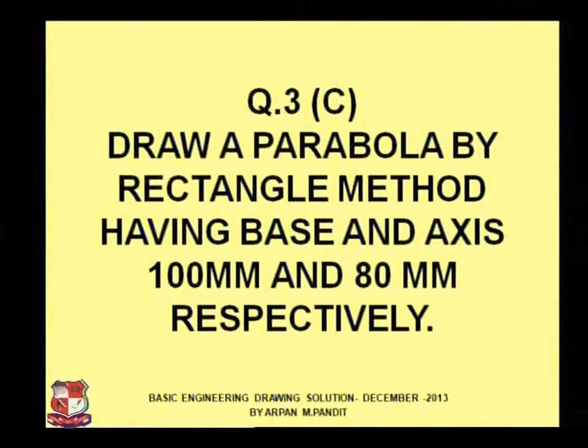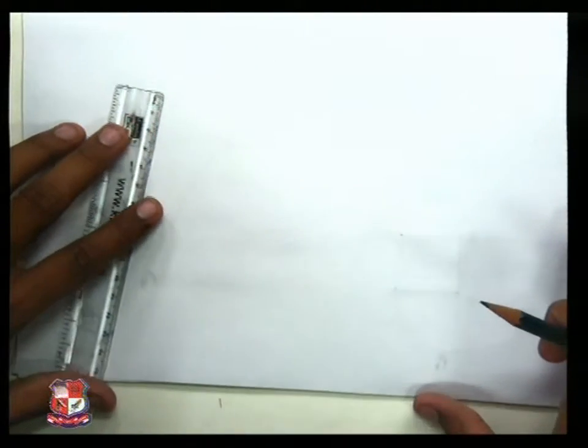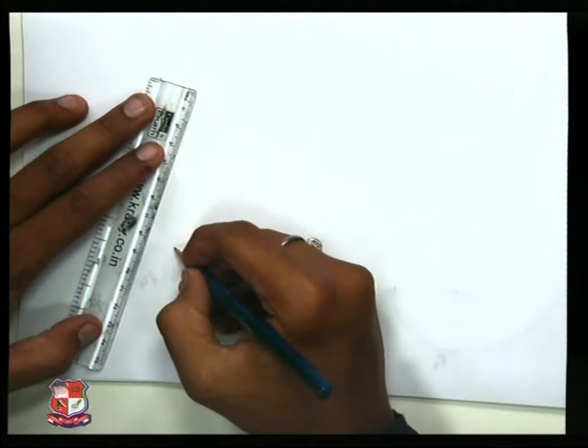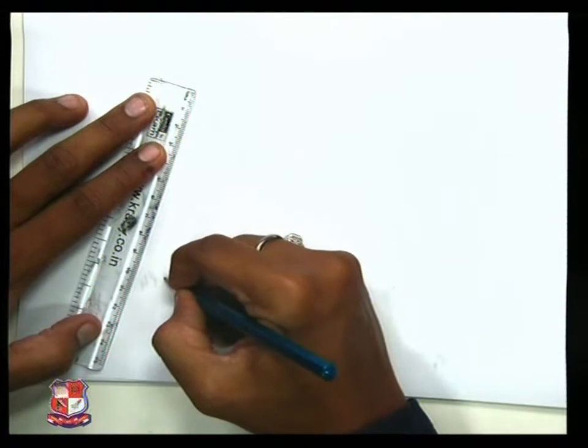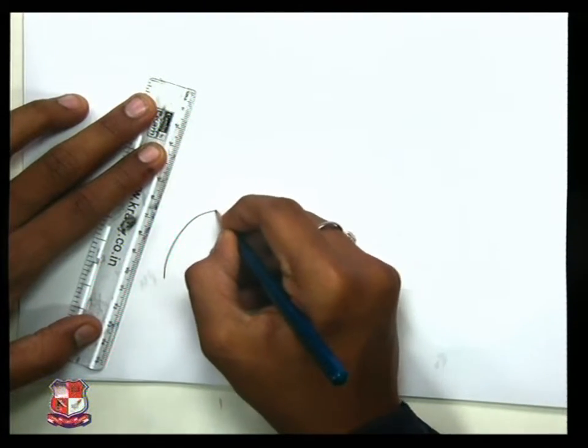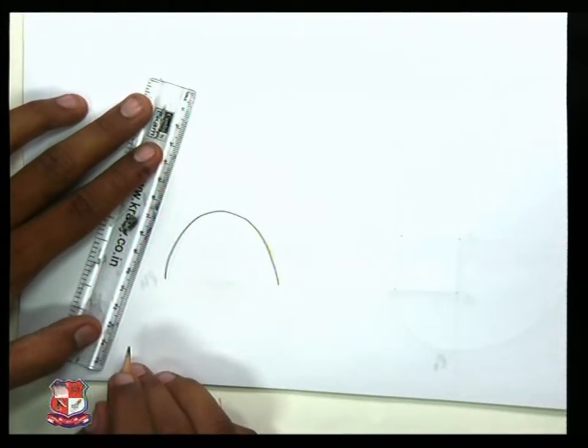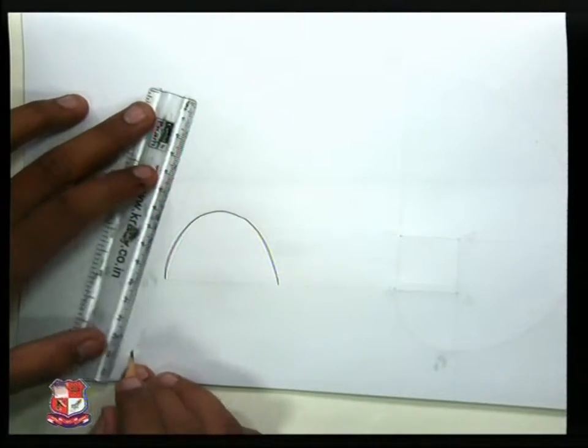Let's have a look at the terminology of the parabola. First of all, what do we require to draw a parabola? A parabola is a shape which has a half-ellipse kind of look.